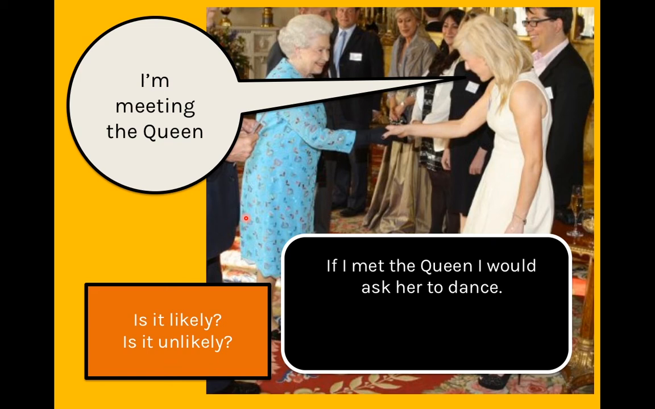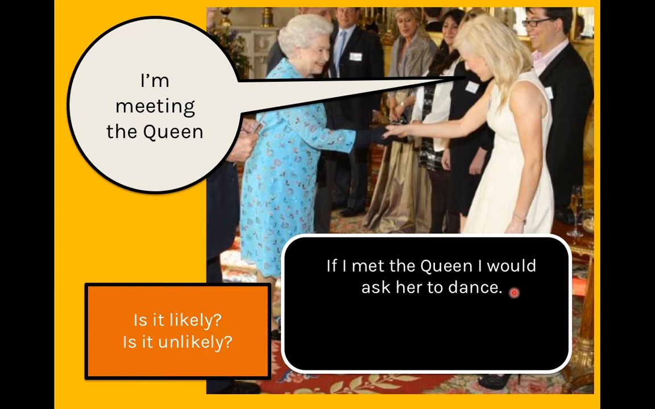But remember, because we are using the second conditional, the condition has the verb in the past simple and the result with would and the infinitive of the verb. If I met the queen, I would ask her to dance. But it's very unlikely that I meet the queen, so I have to use the second conditional.